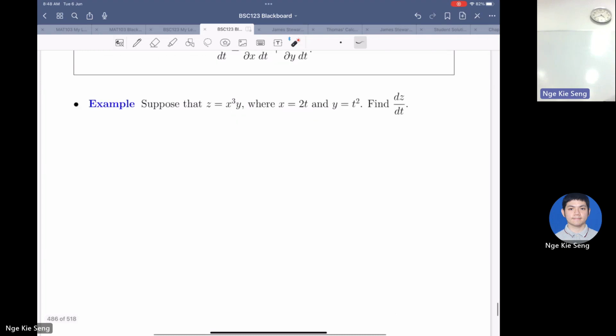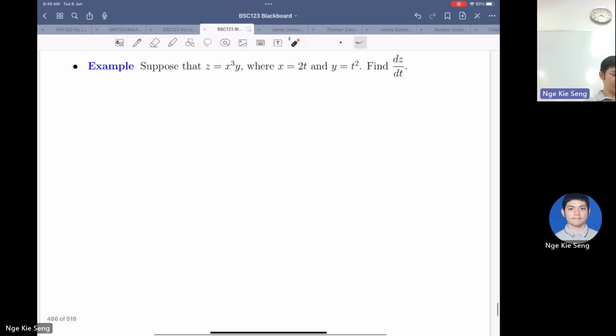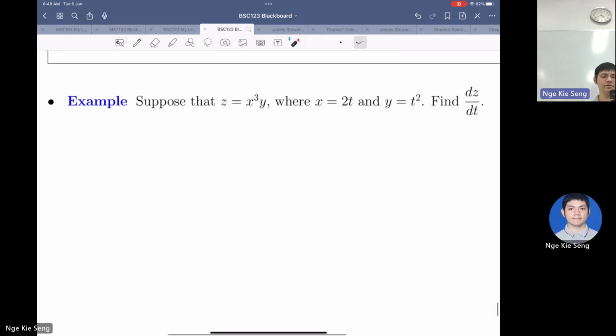So let's look at this example here. Suppose we have z equals x cubed times y, where x equals 2t and y equals t squared. I ask you to find dz over dt. What's the first thing you will do if you see this question? I tell you what is z, I tell you what is x and y. You just substitute, right? So the easiest way for this case, you can just substitute it.